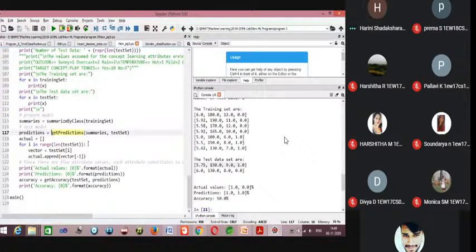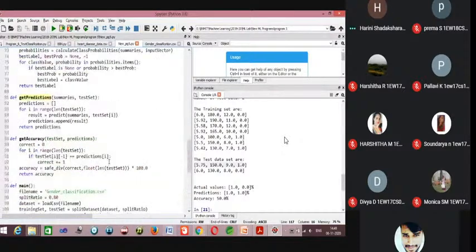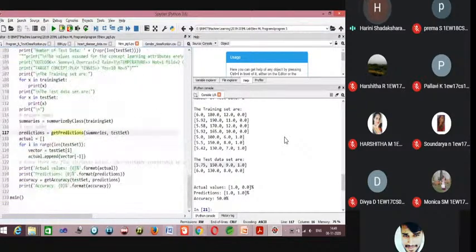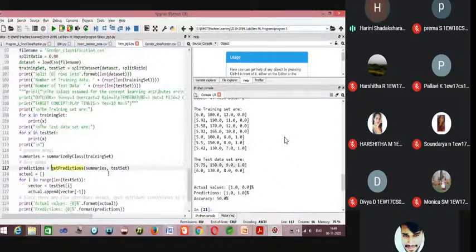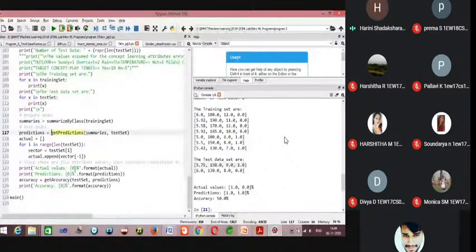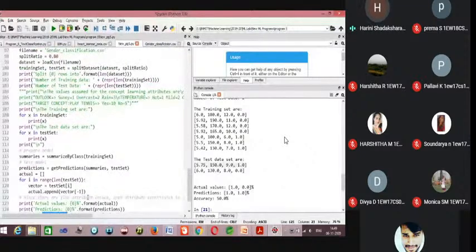Okay. So once we update this, we are going to compare that with our actual value, and then put your accuracy. For that you are calling your get accuracy.